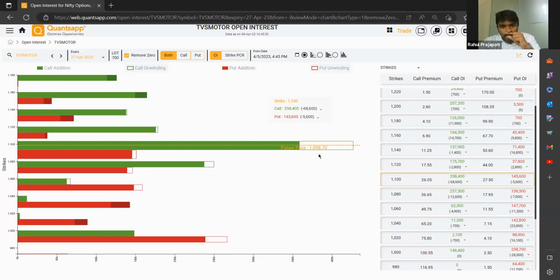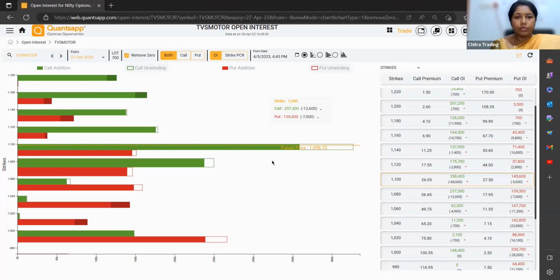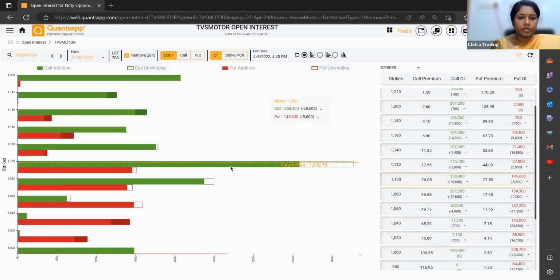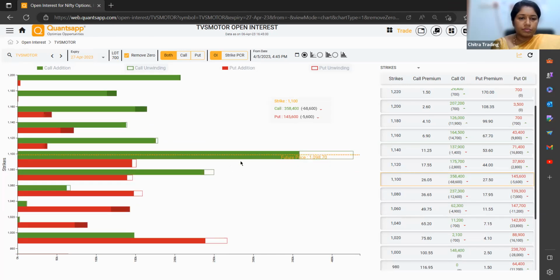It's a huge dent actually. You can see this hollow on the top is showing that there's a huge unwinding happening. So the hollow means the unwinding is happening, and if it's filled like this, it's an addition. So here it is clearly indicating that the option writers who were selling the 1100 call option are also skeptical now that the stock will stay below 1100. It will move up. So that's why they have cut the position in this case.